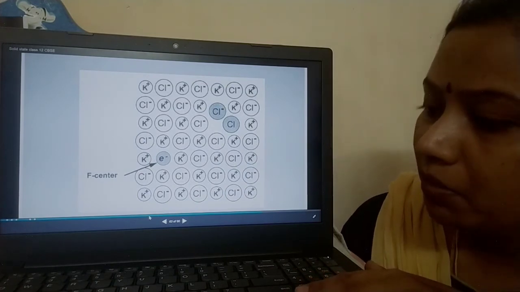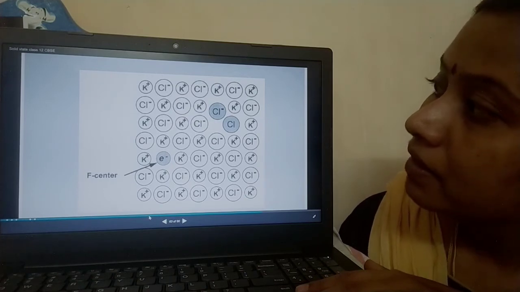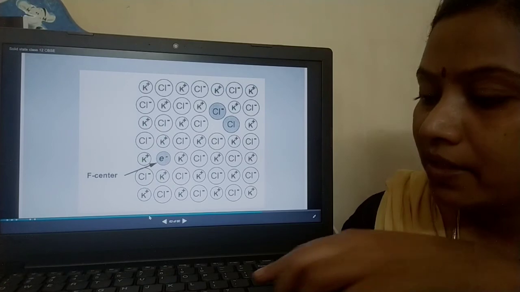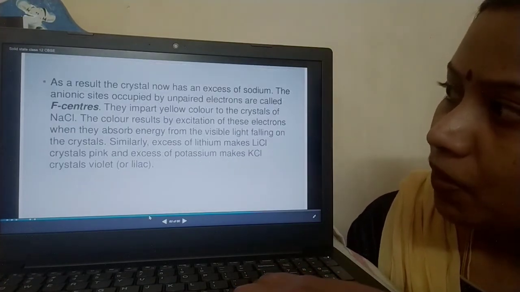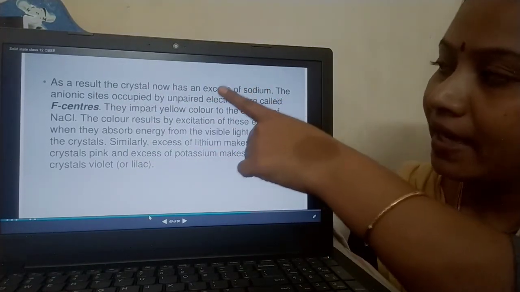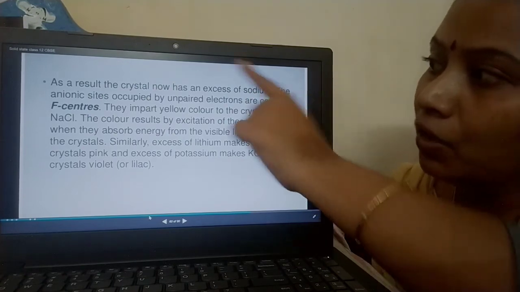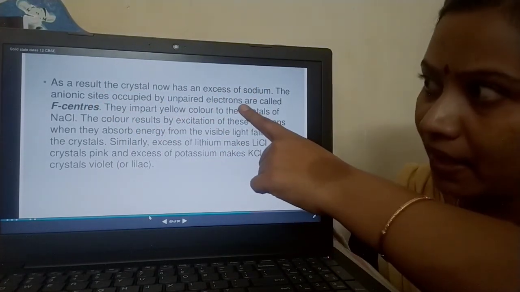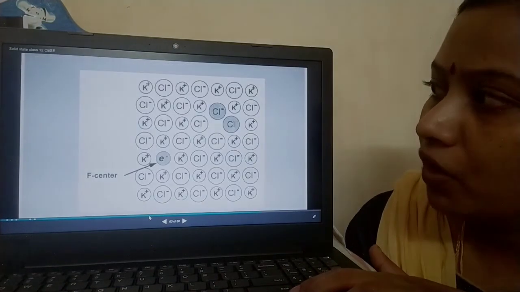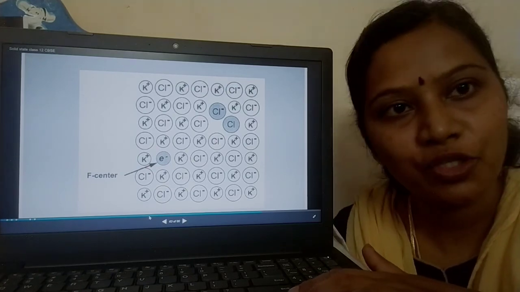This is the F center. You remember, children, what is an F center? See, the electron has occupied the site. This is a defect for potassium chloride crystal. Let me come up with the F center one more time. An F center is nothing but a crystal having excess of sodium or lithium or potassium. The anionic site is occupied by an unpaired electron, and they are called F centers. So these F centers are responsible for imparting color. Since it is potassium chloride, what color should be exhibited? It should be violet color.